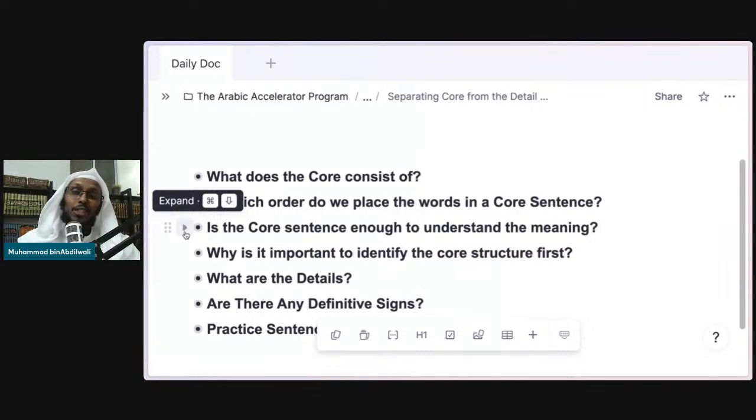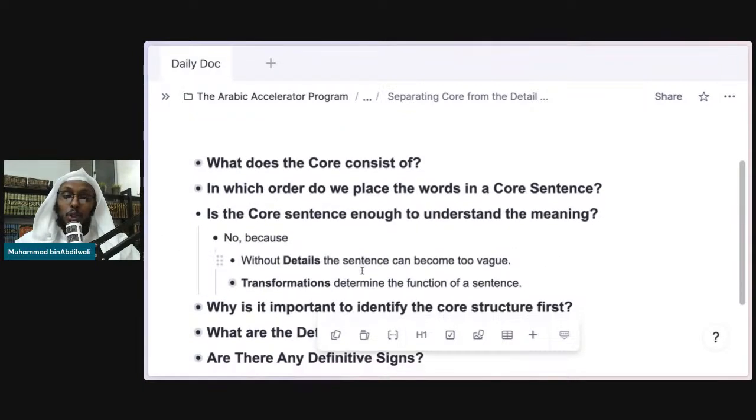Don't think that when I say to extract a core sentence, this is the meaning. Well, sometimes it is, but not always. Without the details, the sentence can become too vague. The examples that we can give are many, and we'll see the examples in a moment. But if you don't add the detail, maybe you don't even know who you're talking about, you don't know when it happened, where. The whole sentence can become vague.